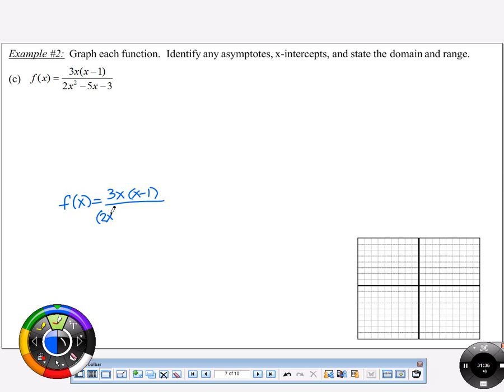And I'm going to factor the denominator for you to save you some time. So then remember, you're going to list the vertical asymptote, horizontal asymptote, oblique asymptote, X intercepts, and then you're going to try and graph it, okay?